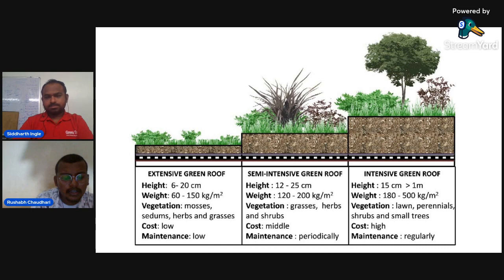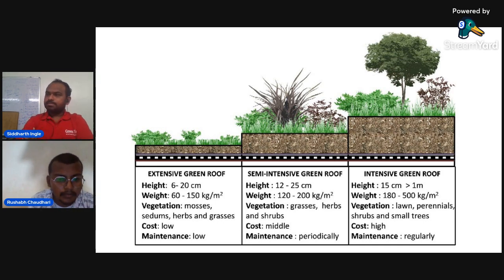There are different types of green roofs. There are extensive green roofs, semi-intensive green roofs, and intensive green roofs. What is the difference? The difference is the amount of growing medium present per square meter. In an extensive green roof, the height of the complete substratum is 6 to 20 centimeters, and the weight is 60 to 150 kilograms per square meter. Whereas in intensive green roofs, the height is 15 centimeters to 1 meter and the weight is 180 to 500 kg.